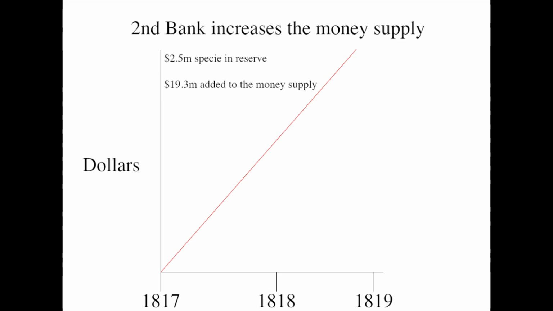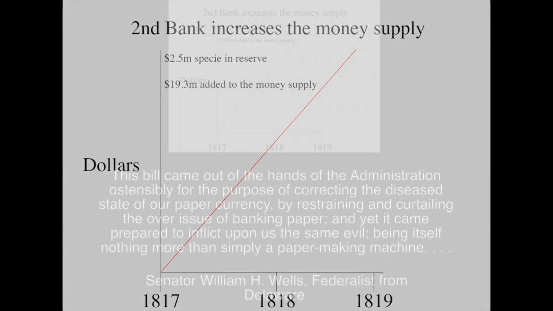However, soon after it started operations, the bank began to massively inflate the money supply. During 1817 and 1818, its specie never rose above $2.5 million. However, its loans totaled $21.8 million. Thus, in a mere year and a half of operation, the Bank of the United States added a net of $19.3 million to the money supply.